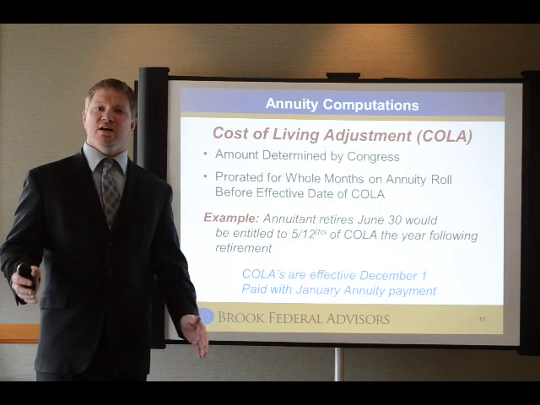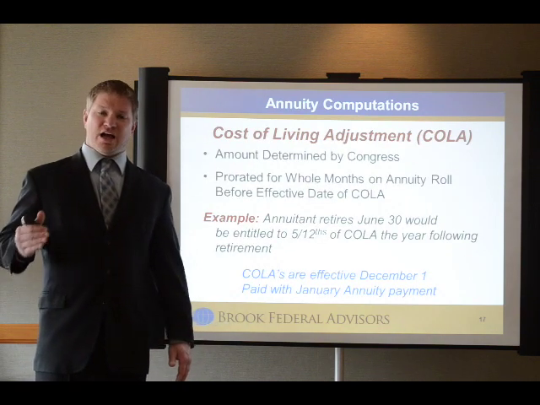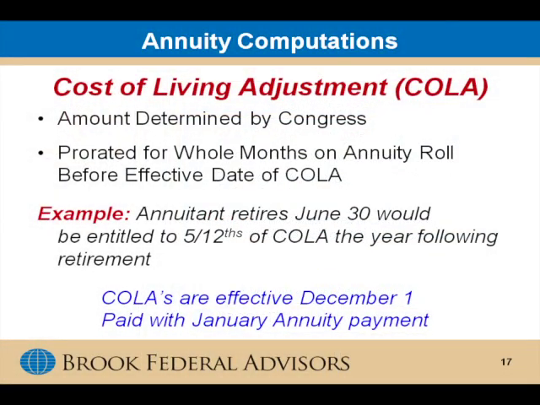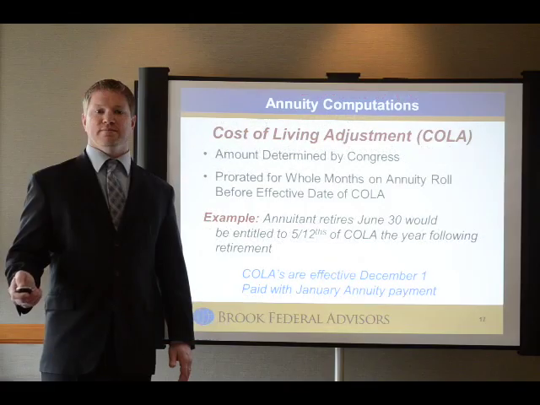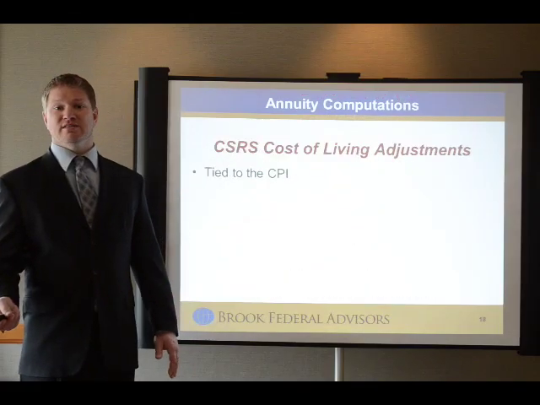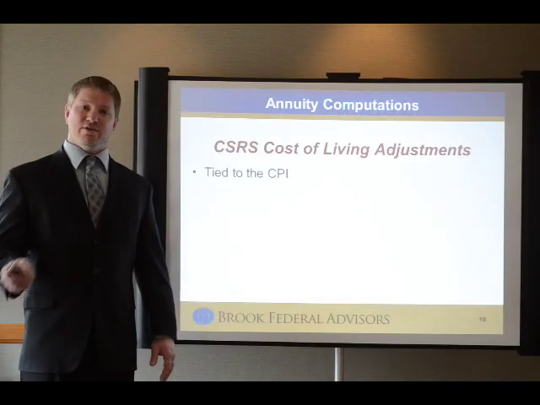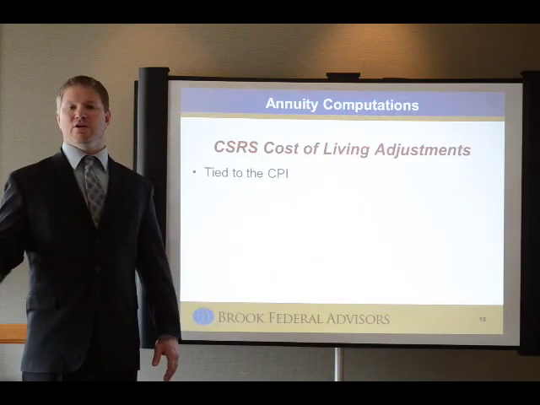The next part of annuity calculations is how they calculate going forward with cost of living adjustments. That amount is determined by Congress and is based on a per month basis. What that means is if you retire in the middle of the year, you don't get a full year's worth of COLA for that first year. It will be prorated by the number of months you were retired. For CSRS employees, that cost of living adjustment is tied directly to the CPI. So whatever the posted CPI is, that will be your cost of living adjustment.